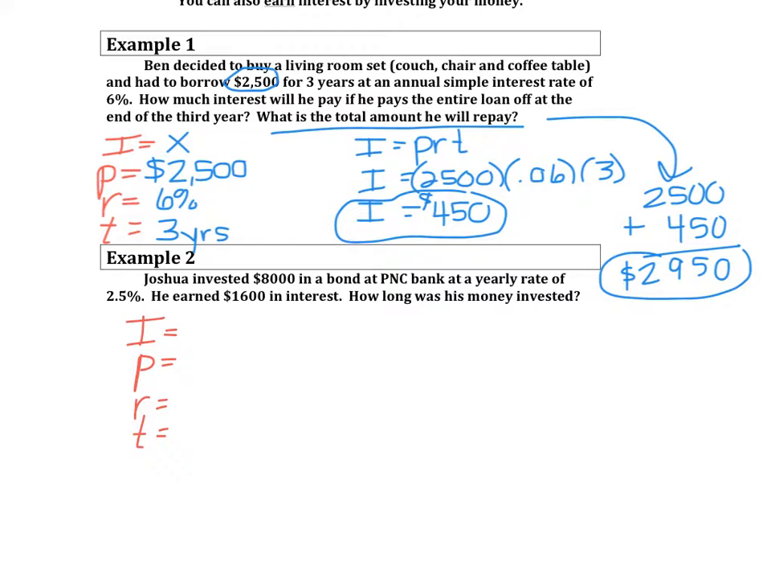Joshua invested $8,000 in a bond at PNC Bank at a yearly rate of 2.5%. Over that amount of time, he earned $1,600 in interest. How long was his money invested?